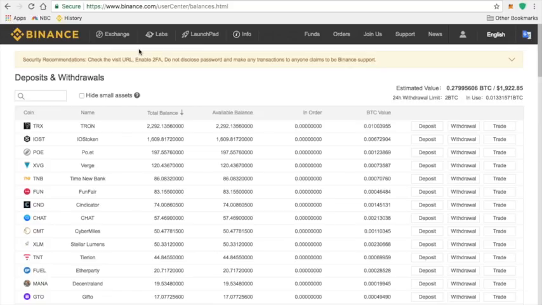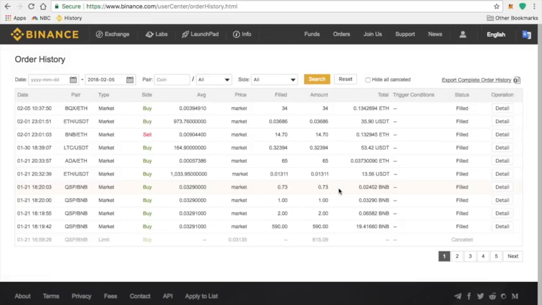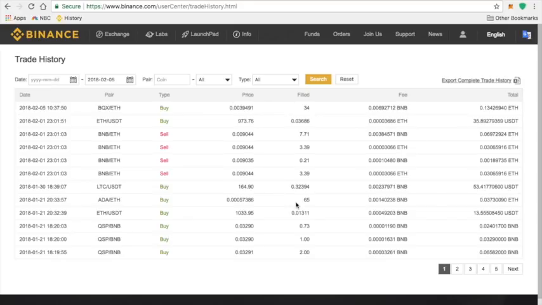Now, the next thing is your history. When you go to your orders, you can show your order history. This shows you your history of all the different orders you've done. It'll also show you your trade history, anything that you've traded.